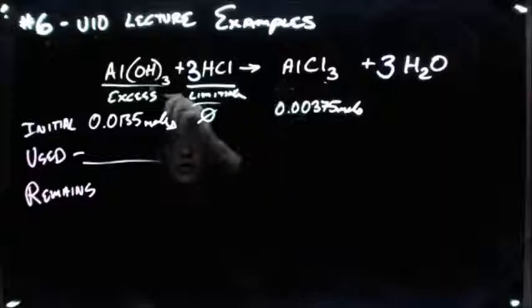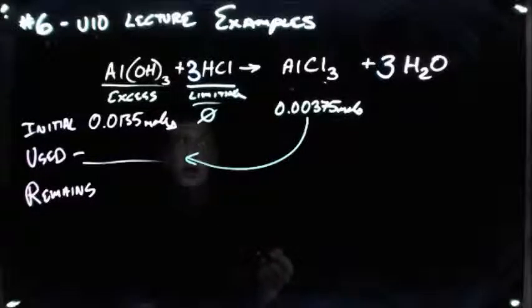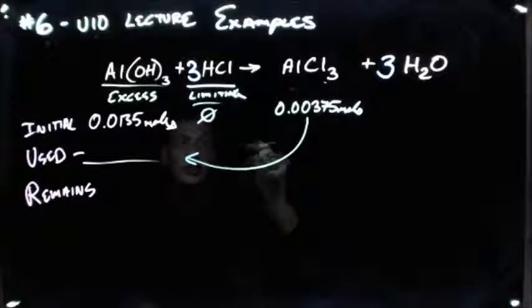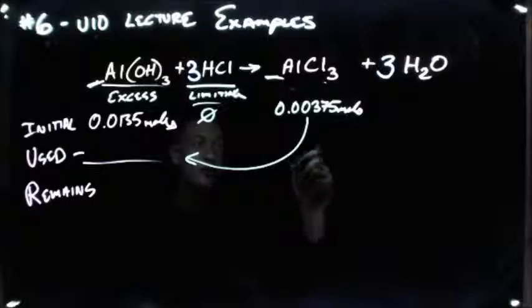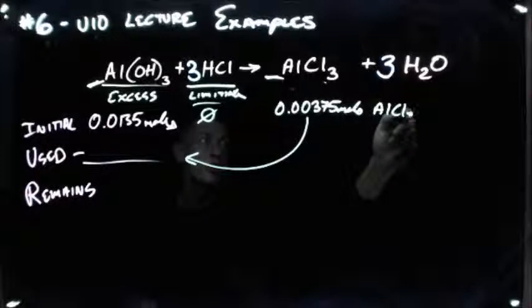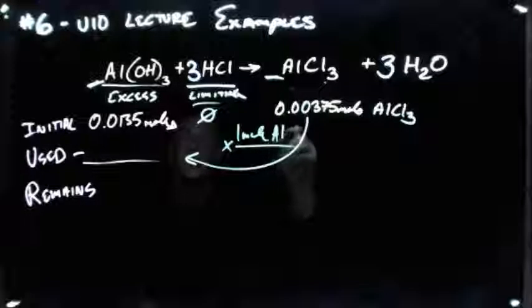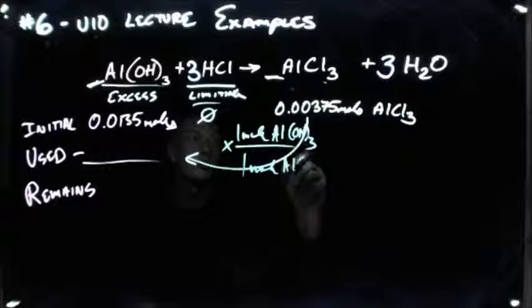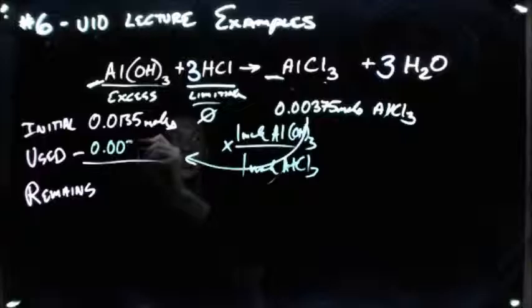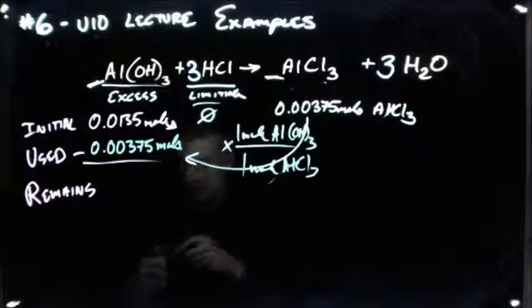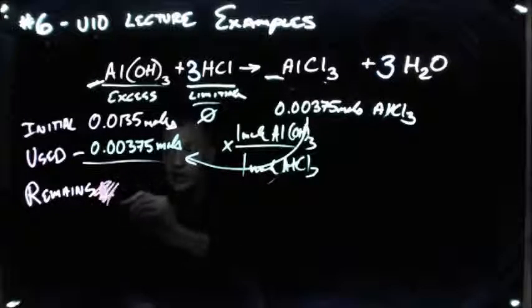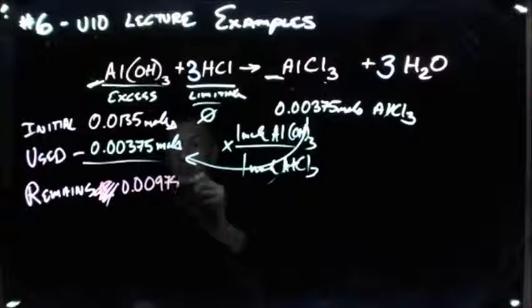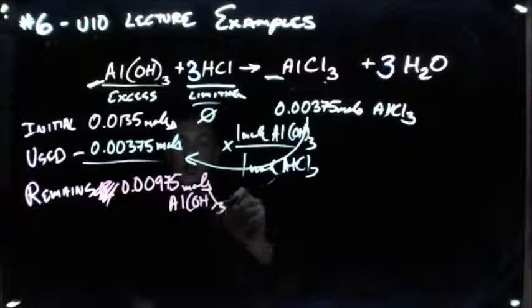How many moles of aluminum hydroxide would be required to produce 0.00375 moles of aluminum chloride? Now, this is actually a pretty easy calculation because it's a 1-to-1 ratio. So I want to go, it's pretty much backwards, isn't it? So I want to go from 0.00375 moles of aluminum chloride times 1 mole of aluminum hydroxide for every 1 mole of aluminum chloride. And so I needed 0.00375 moles of aluminum hydroxide to make the product. And so the difference between those gives us 0.00975 moles of aluminum hydroxide that remain unreacted.